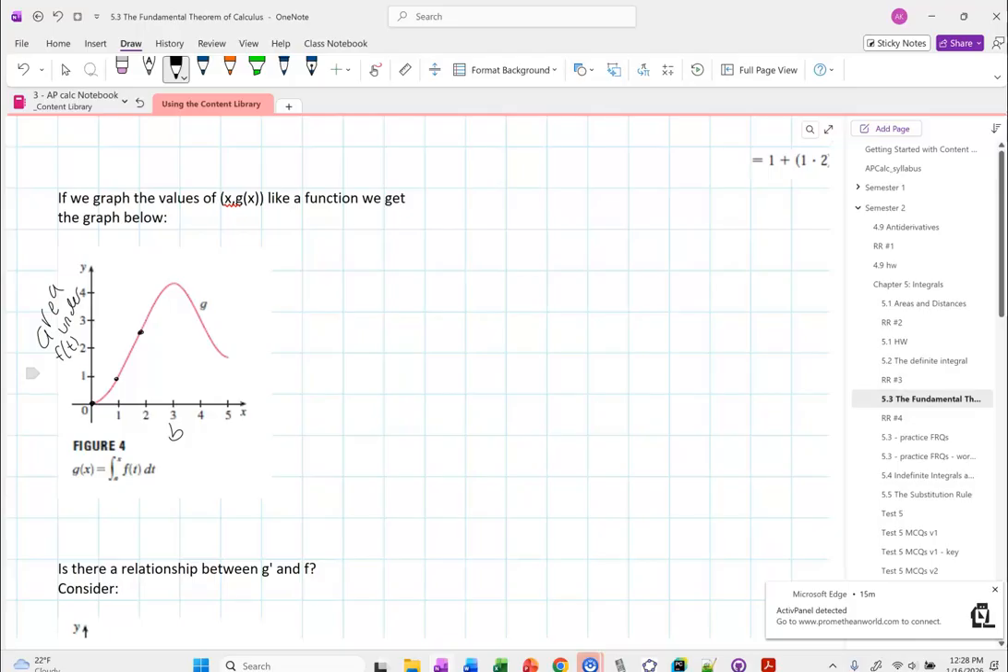Is everybody okay with how I generated this graph? I just basically took the points I would have found in the previous problem and plotted them and sketched a curve, right?